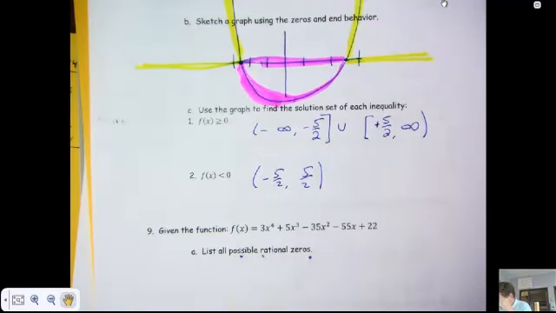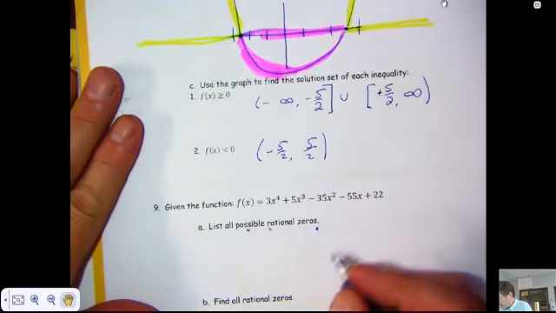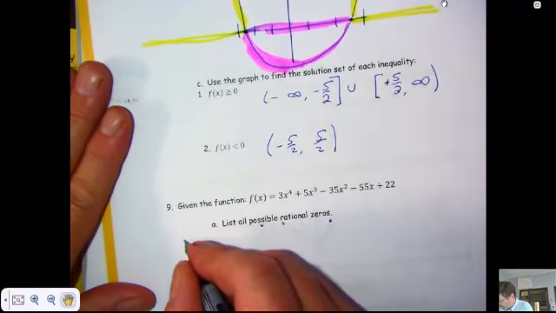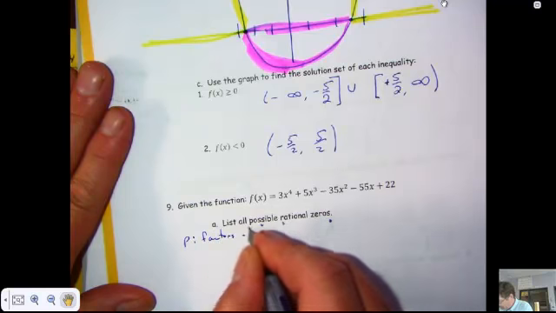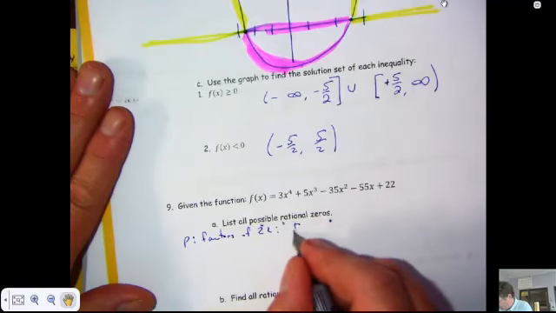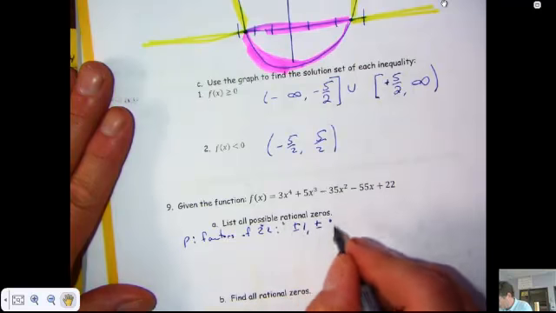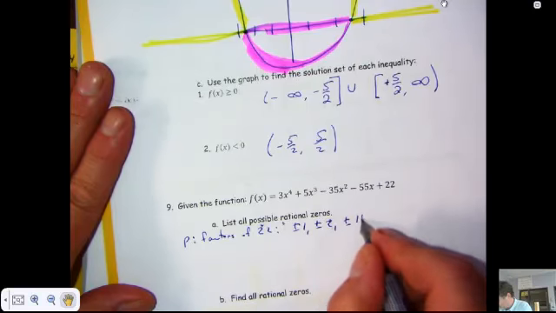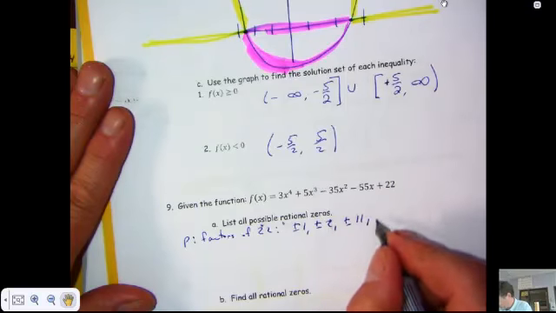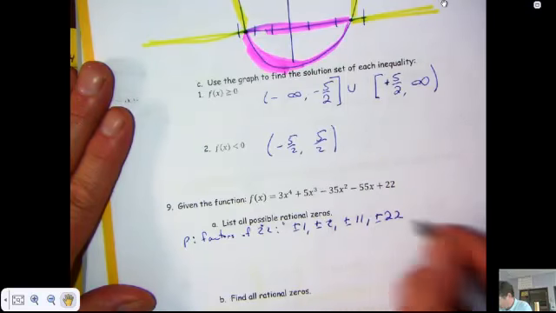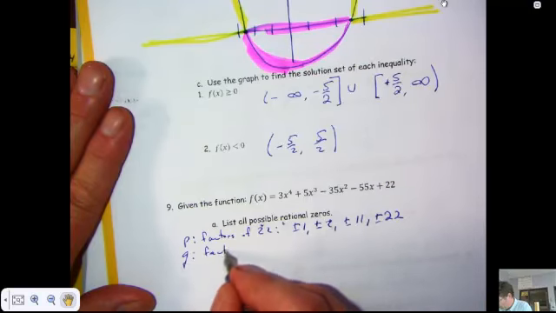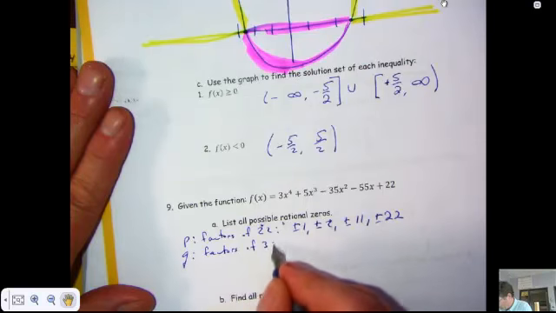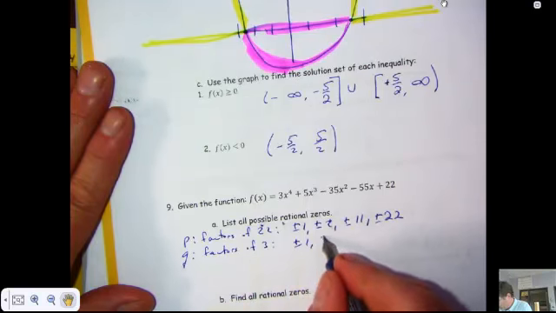On 9a, how do I list all possible rational zeros? You do P over Q. So the p are factors of what number? Factors of 22, which would be 1 and 2, and 11, 11. And then the Q factors should be 1 and 3.